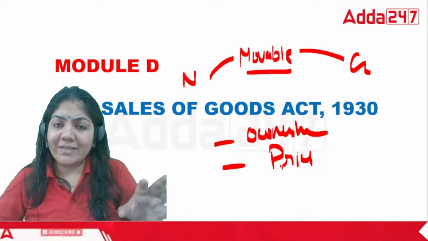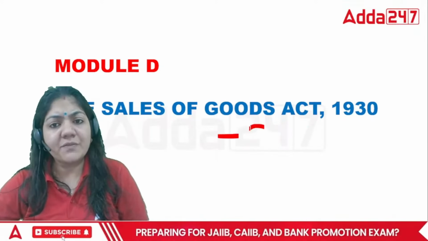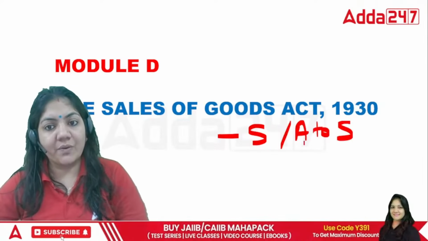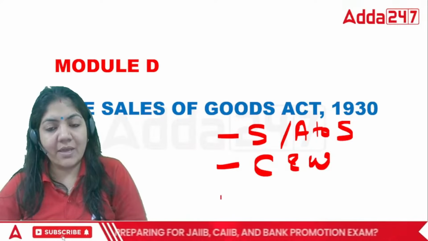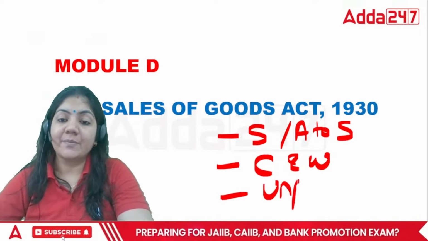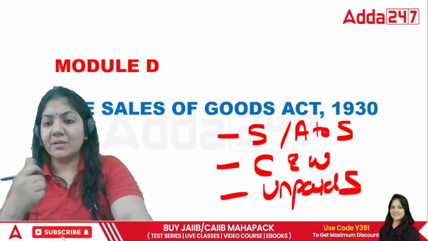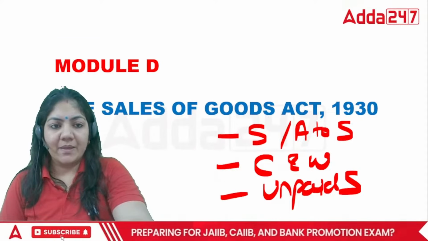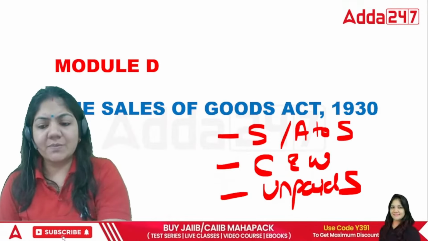In the Sale of Goods Act, basically we have to deal with the difference between sale and agreement to sale. Agreement to sale is the future one. We also deal with condition and warranty. And the last one is unpaid seller. So this is the crux of this act. Only these three topics we have to deal with.